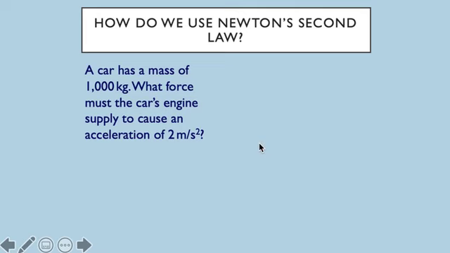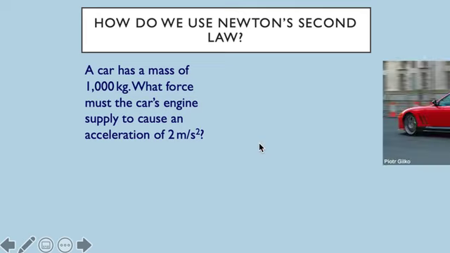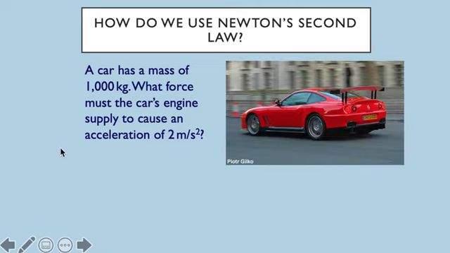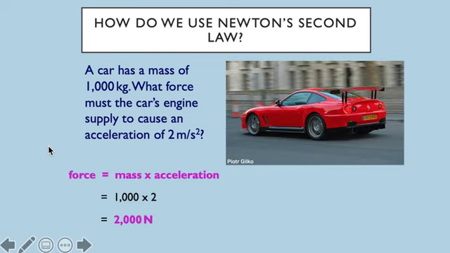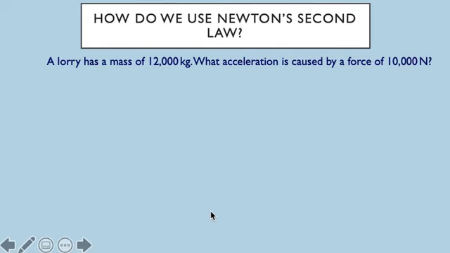Let's have a look at a couple of examples. So how do we use Newton's second law? A car has a mass of 1,000 kilograms. What force must the car's engine supply to cause an acceleration of 2 meters per second squared? So we have our equation, force equals mass times acceleration. The mass is 1,000. The acceleration is 2. 1,000 times 2, 2,000 newtons.